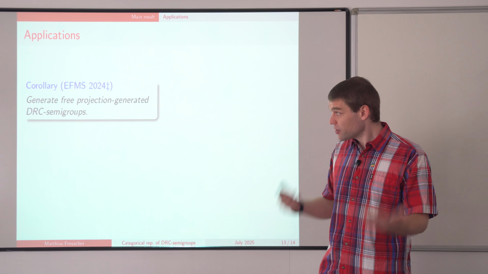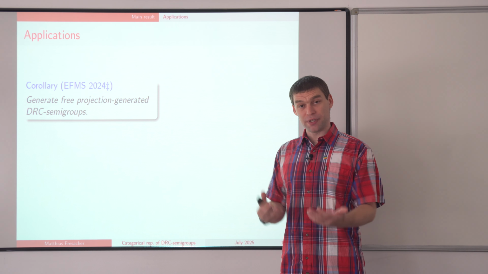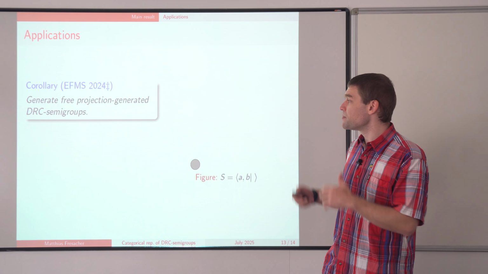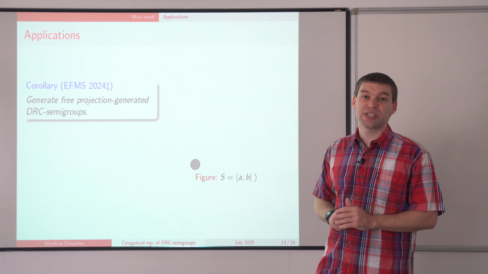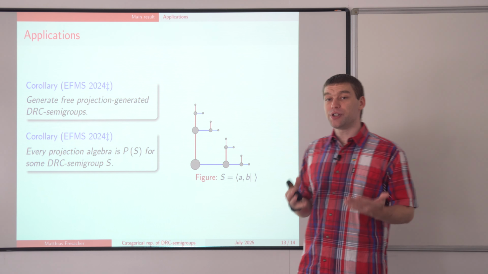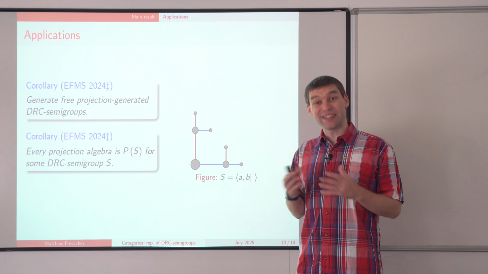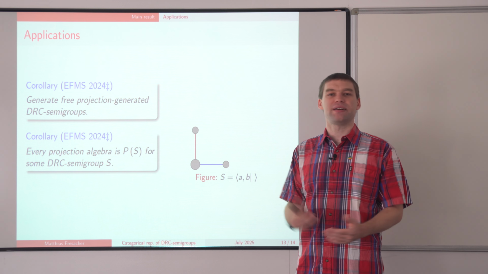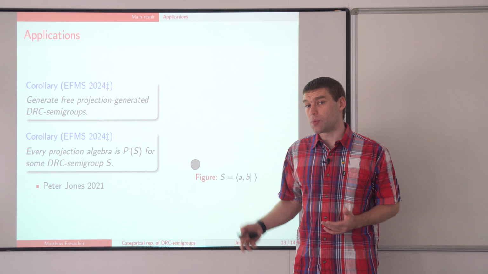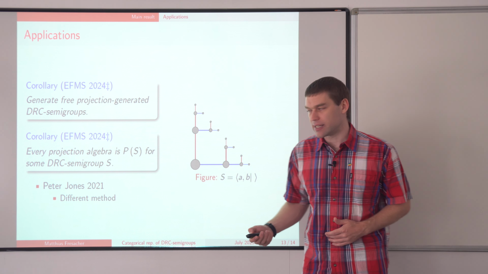There are some applications of this work, particularly to being able to generate free projection-generated DRC semigroups, which we can just think of as a free semigroup, but obviously of a DRC variety. And also, we know that every projection algebra is the projection algebra for some DRC semigroup. This result was already known by Peter Jones in 2021, but he made use of different techniques.